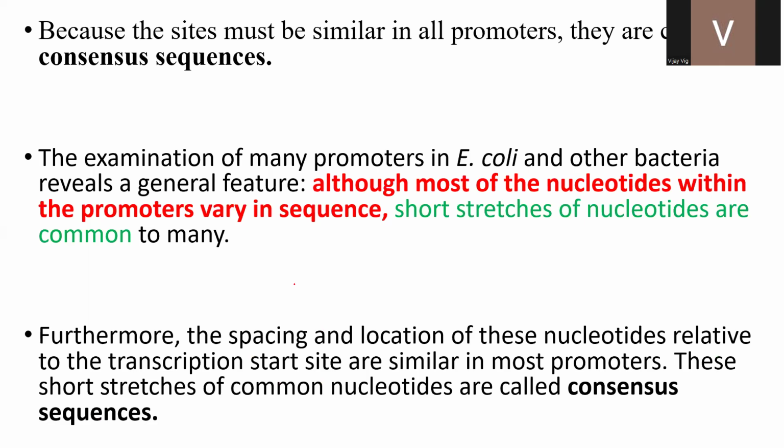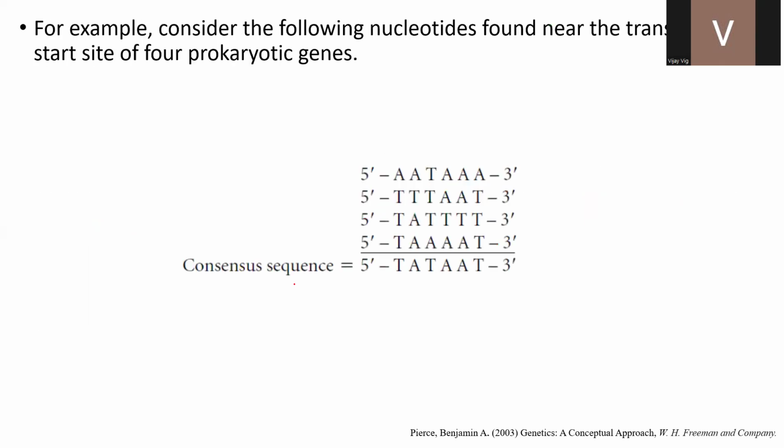And these short stretches of nucleotides are the -35 TTGACA and -10 TATAAT. The spacing and location of these nucleotides relative to the transcription start site are similar in most promoters. These short stretches are called consensus sequences. This is an example here. They've shown 4 prokaryotic genes, or I shall say more specifically promoters of the 4 prokaryotic or bacterial genes.